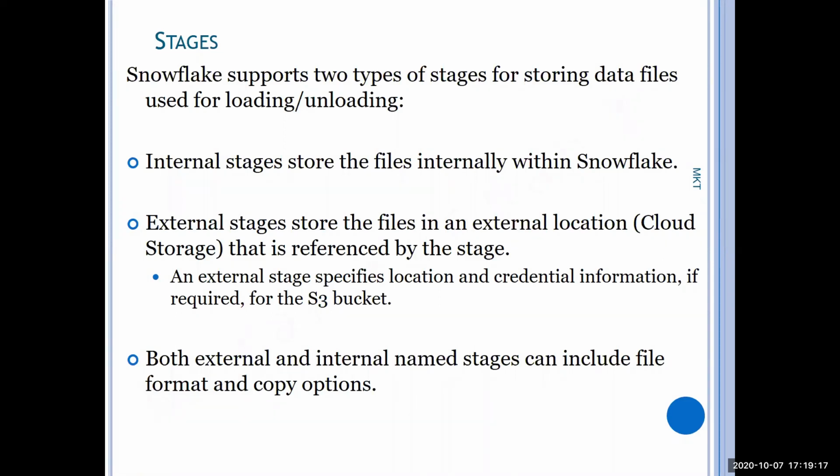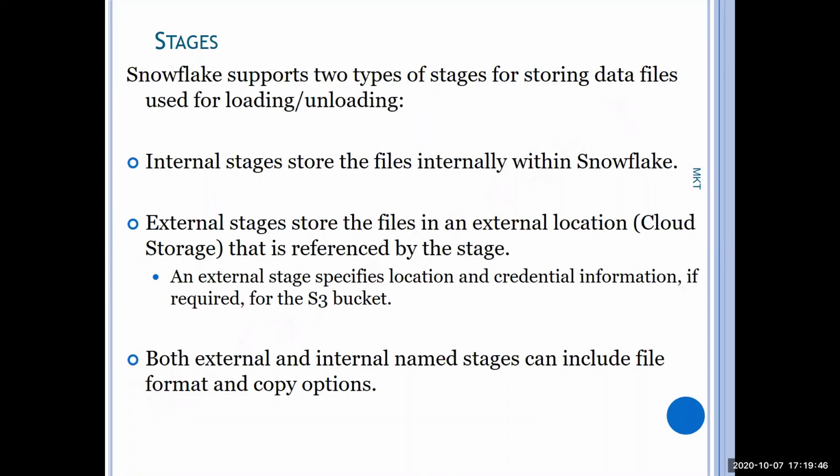So internal stages means internally you are allocating some space within Snowflake. External stages means you are referring to a location externally in a cloud storage. So remember my words: for internal stages, you are allocating a space inside Snowflake. For external stages, you are not allocating any space. You are just referring to an external location. So that is what internal and external stages are.